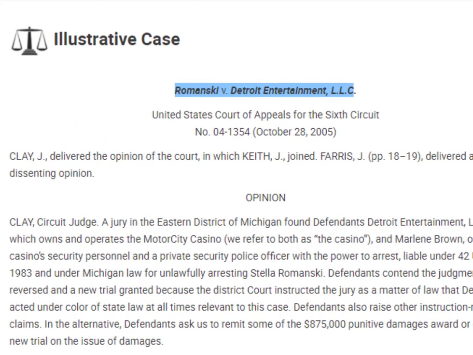Imagine this situation similar to that discussed in the illustrative case of Romansky versus Detroit Entertainment located in Chapter 14 of your text. In this situation, the hotel suspected that the guest had committed a crime and therefore detained the customer. Here we're dealing with a situation where the law recognizes the concept of shopkeeper's privilege, where a business owner is authorized to detain an individual as long as they have a reasonable suspicion that a crime has been committed. But the parameters of that privilege must be closely followed.